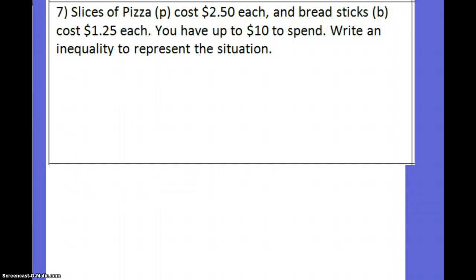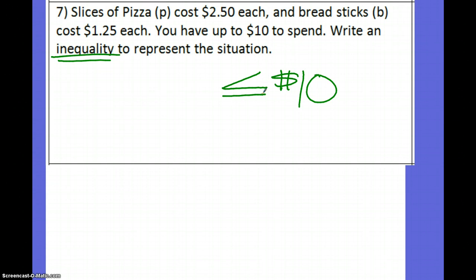Slices of pizza P cost $2.50 each and breadsticks B cost $1.25 each. You have up to $10 to spend. Write an inequality. So we have up to $10. Can we go over $10? How much money we have? No, because then we're in debt. So we have up to $10. We want to be less or we want to equal 10. We could spend all of it or less.